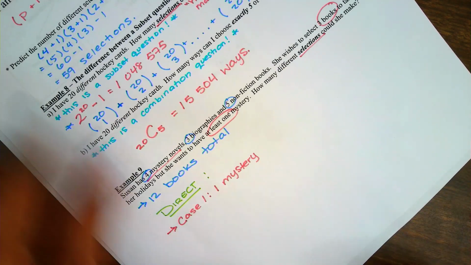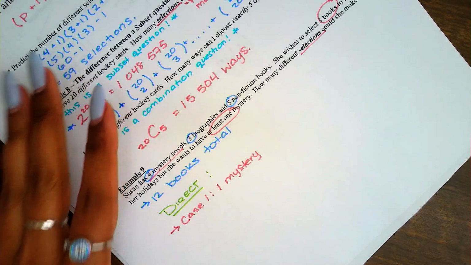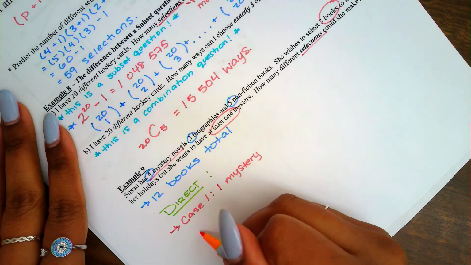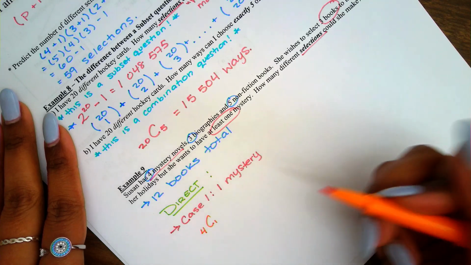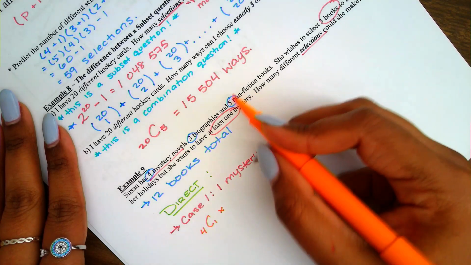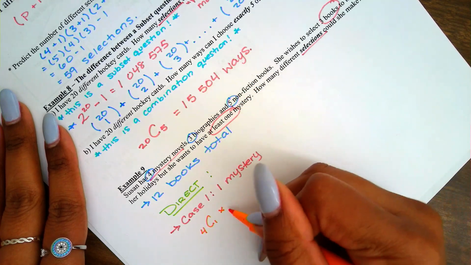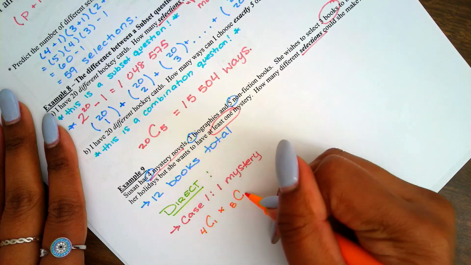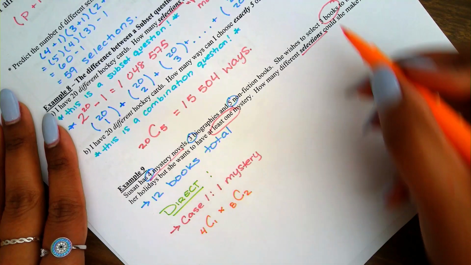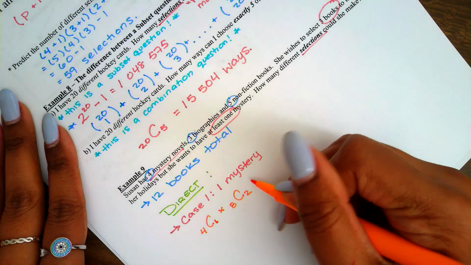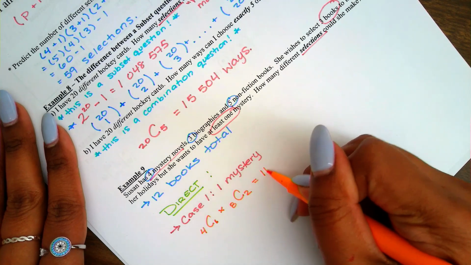So case 1, I only have 1 mystery novel. How many different ways can I do that? Well, that means of the 4 mystery novels, I'm choosing 1 of them. And of the 8 other novels, because I have 5 nonfiction and 3 biographies, of the 8 remaining novels that are not mystery novels, I'm going to choose 2 of them because I'm only taking 3 books. So if I'm choosing 1 mystery one, I need to choose 2 other books, and that would give me 112.